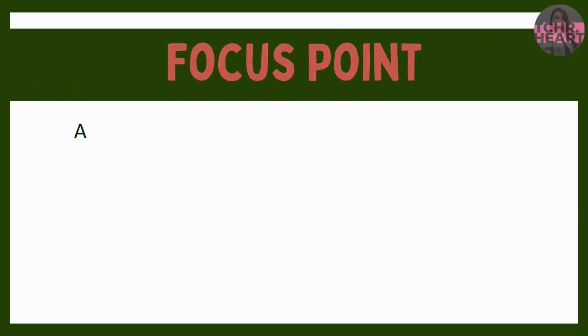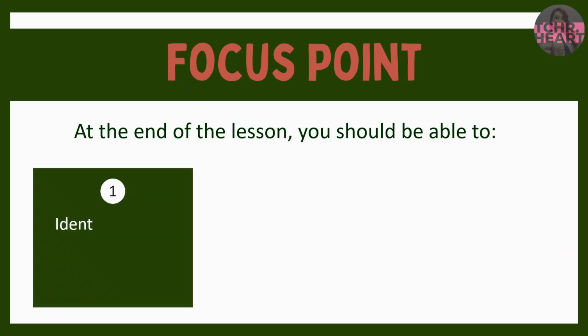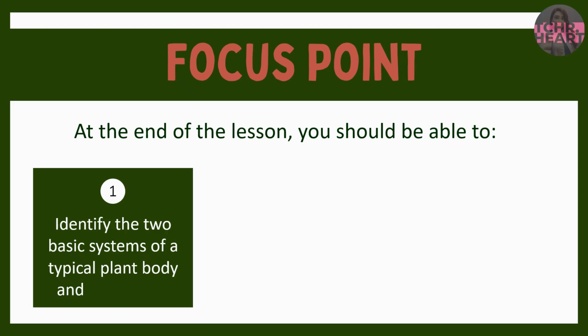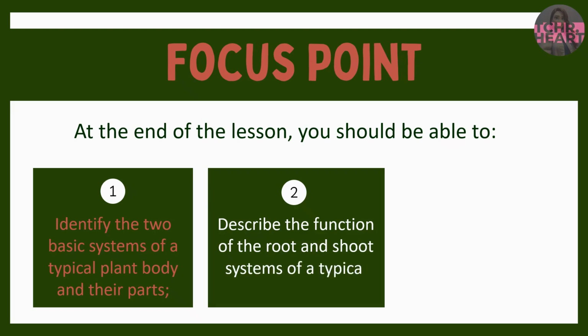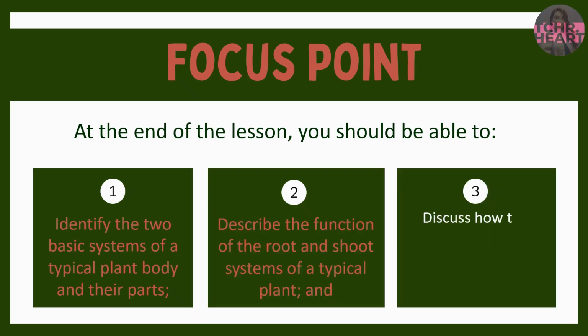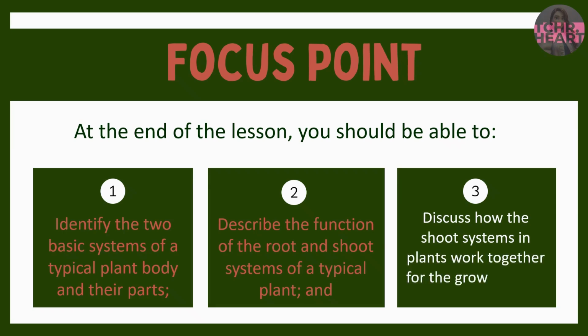Focus point. At the end of the lesson, you should be able to: 1. Identify the two basic systems of a typical plant body and their parts. 2. Describe the function of the root and shoot systems of a typical plant. And 3. Discuss how the shoot systems in plants work together for the growth of the plant.